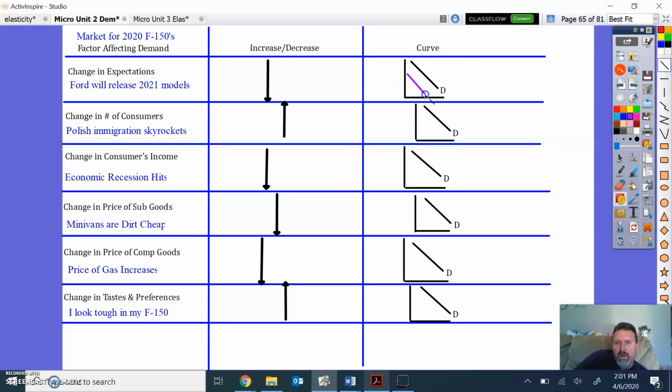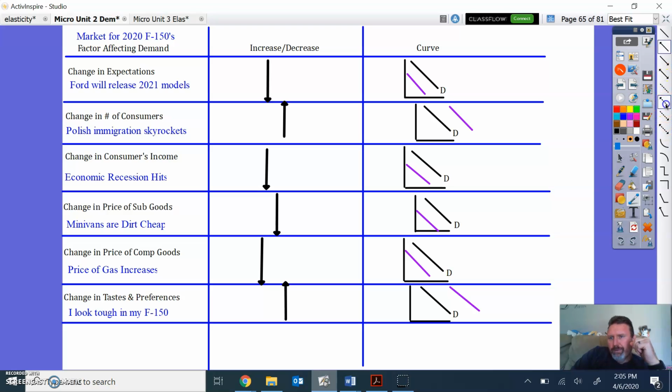Okay? There's my curve moving in. There's my curve moving out. There's my curve moving in. There's my curve moving in. There's my curve moving in. Lastly, I look tough on my F-150. Boom, right? So if I draw the arrows out, right?